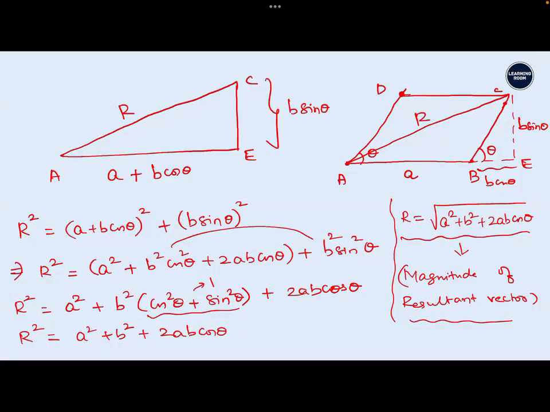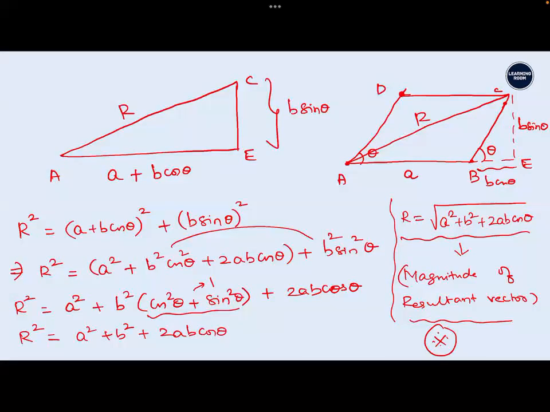So this expression is a very, very important term, not only in this chapter, it is throughout physics. Because wherever you have vectors, and they are aligned in a particular direction, and you want to find the resultant of those two vectors, the only option that we have in our hand is using the parallelogram of vectors.